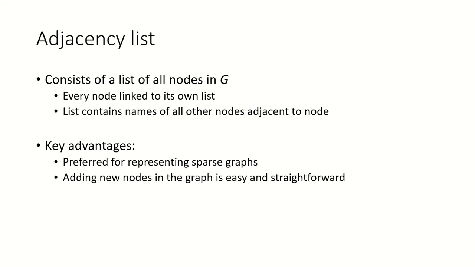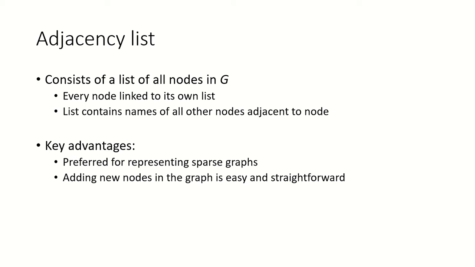In a previous video, we saw how a graph can be represented using an adjacency matrix. We saw that the basic operations required an order of n time or constant time, but the space that was required was n square, where n is the number of nodes in the graph, and if the graph is sparse, then that would require a lot of wastage of space.